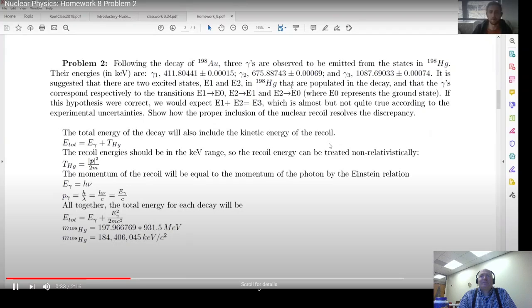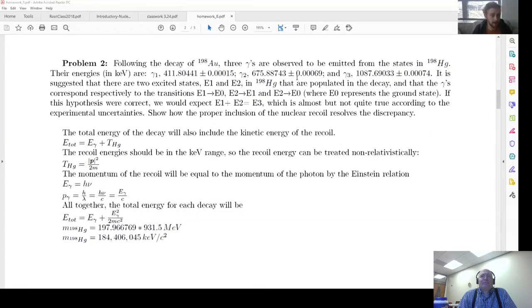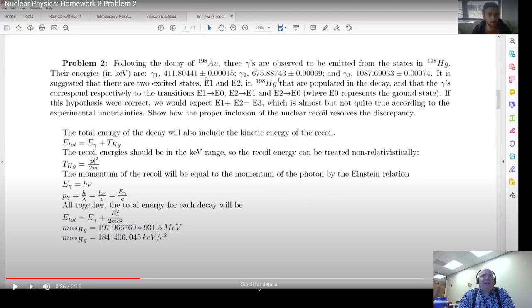And we end up with some numbers that don't quite agree. However, we can include... Wow, look at these. Look at how precise these are. Amazingly precise. And my guess is you have to be that precise to find the stuff that's going on here. That's super cool. The nuclear recoil in order to resolve this a little bit.